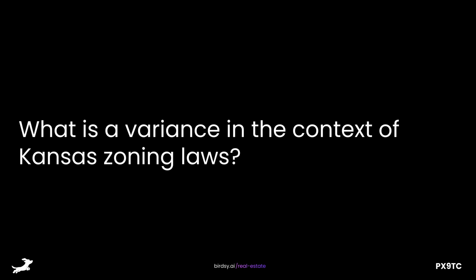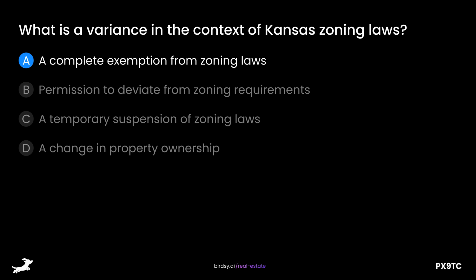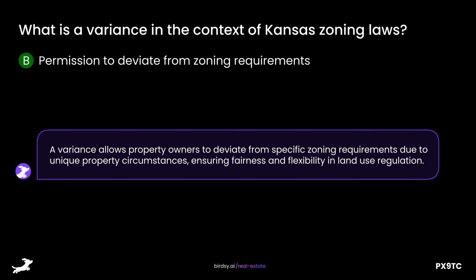What is a variance in the context of Kansas zoning laws? Is it A, a complete exemption from zoning laws, B, permission to deviate from zoning requirements, C, a temporary suspension of zoning laws, or D, a change in property ownership? The answer is B, permission to deviate from zoning requirements. A variance allows property owners to deviate from specific zoning requirements due to unique property circumstances, ensuring fairness and flexibility in land use regulation.